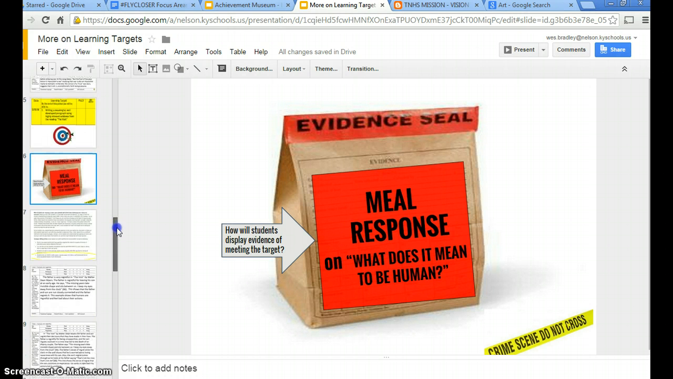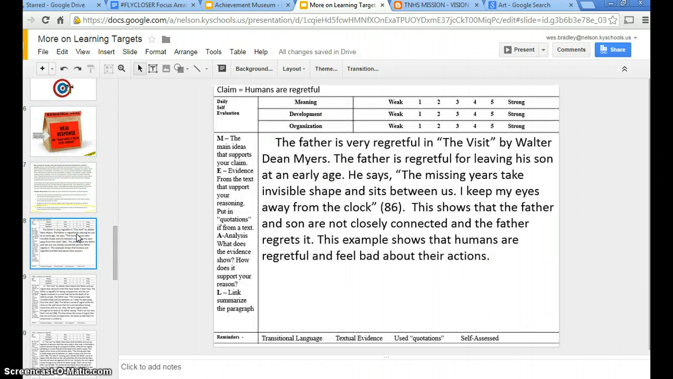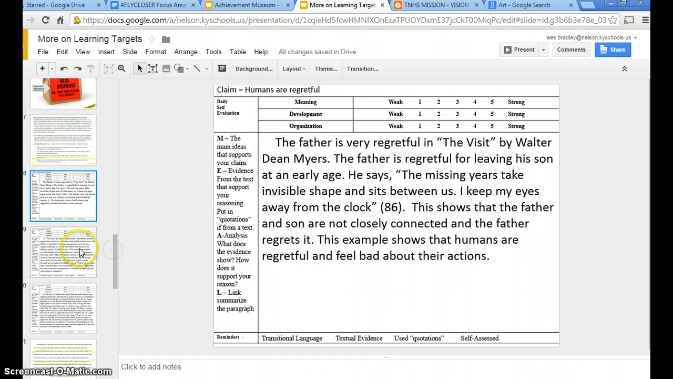Same way, a meal response on what does it mean to be human, and they did that here. So this is an example level 2 or 3 response for students, so they could see that this was kind of the baseline, the basic response that would get students to level 3.